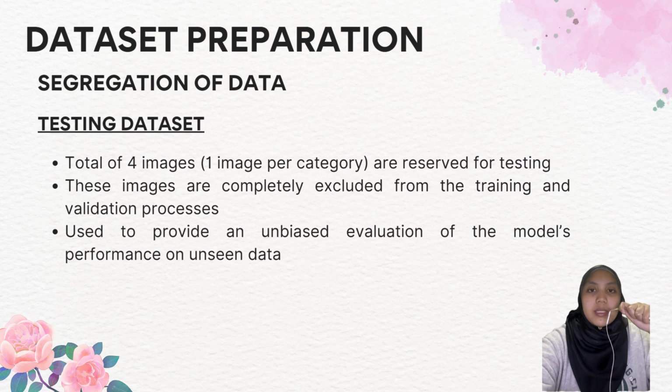A total of 4 images, 1 image per category, are reserved for testing. These images are completely excluded from the training and validation processes. They will be used to provide an unbiased evaluation of the model's performance on unseen data.